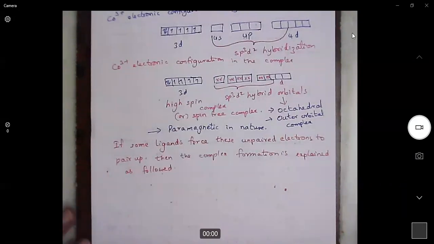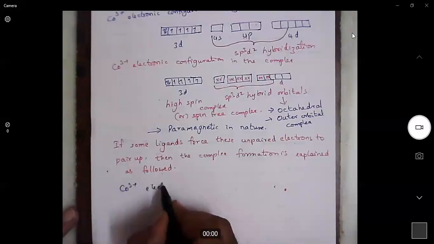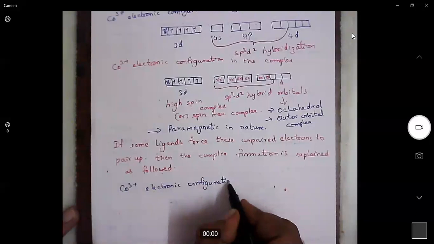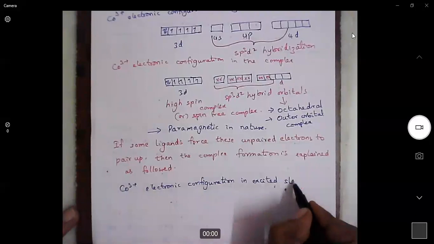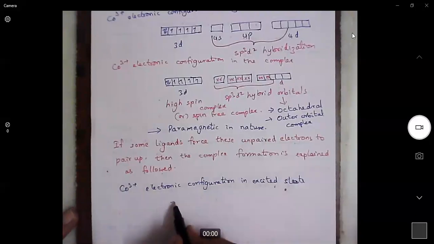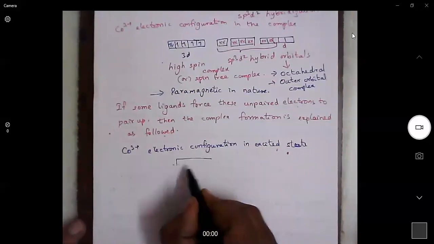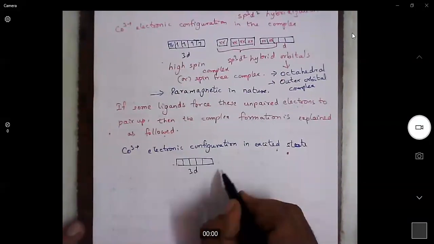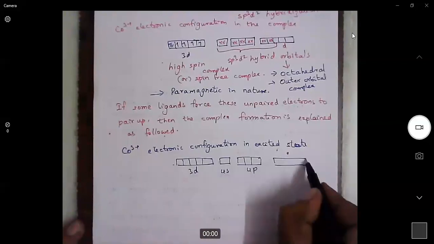In that case, Co3+ electronic configuration in the excited state. Co3+ electronic configuration in the excited state: 3d, 4s, 4p, 4d orbitals.